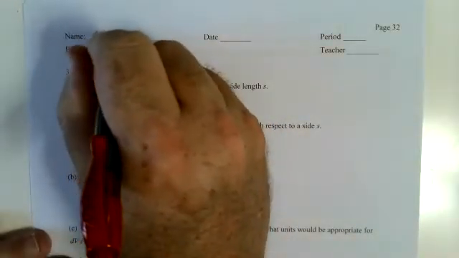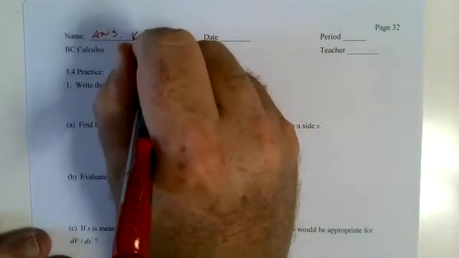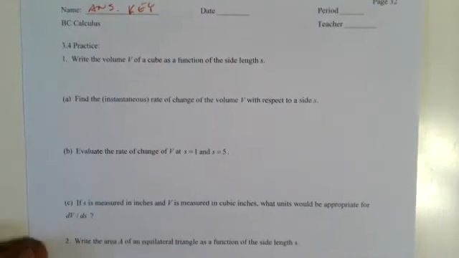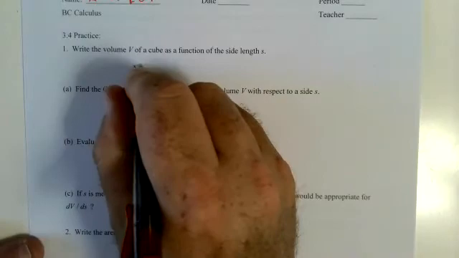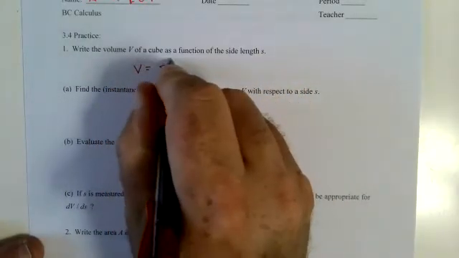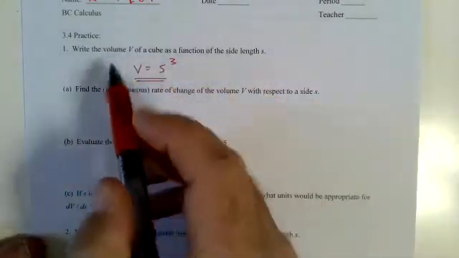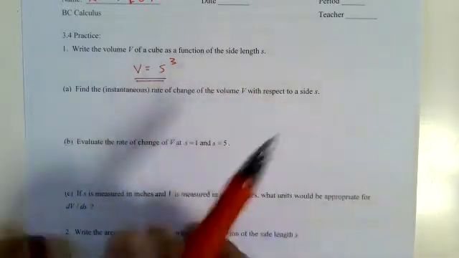Key for velocity and other rates of change. There's a lot of pages here, but pretty straightforward stuff, so I'm just going to blast through it. Volume as a function of side length. Side times side times side, it's a cube. They're all the same.